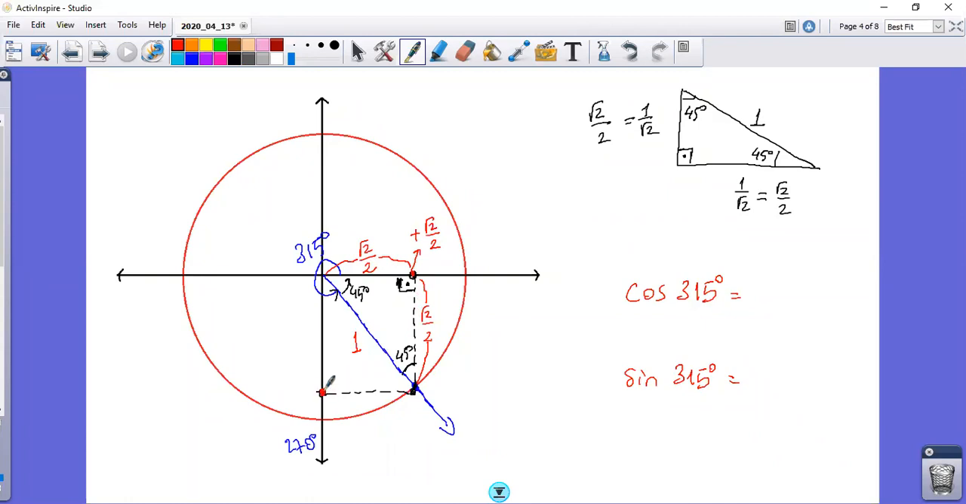And what is the y coordinate of this point? If the length is root 2 over 2. Minus root 2 over 2. Yes, thank you. Negative, minus root 2 over 2 will be the y coordinate of this point. Okay, now cosine of 315. This is the intersection point. Cosine is always the x value, right? So it is positive root 2 over 2. Sine of 315 is going to be negative because it is the y value, negative root 2 over 2.